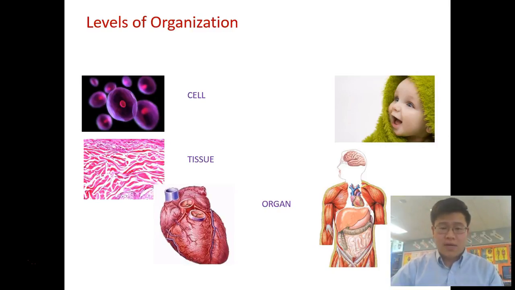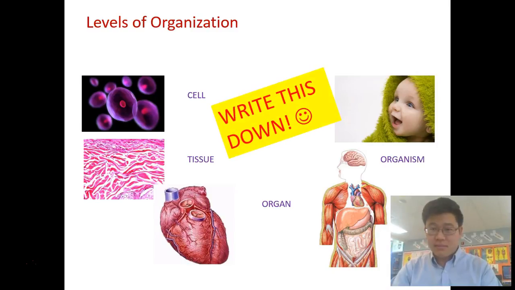Then we have the organ system. These are several organs that together do something very specific. So your heart and your veins, for example, pump blood throughout your whole body. Then all your organ systems combine to become one whole organism, such as a human being or an animal like a shark. So write these down and make sure you take all your notes.